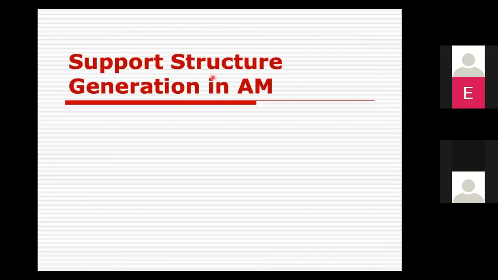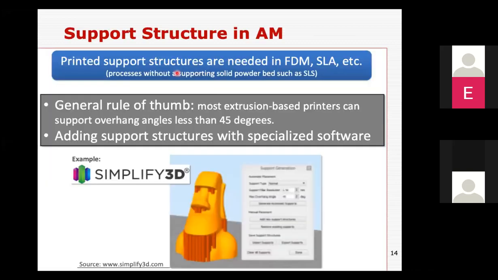And the next one is support structure generation. The support structure generation will vary from one technology to another. It may be a polymer based system, a metal based system, or a ceramic based system, and some of the AM processes don't require supports at all, but the majority of the AM processes require supports.